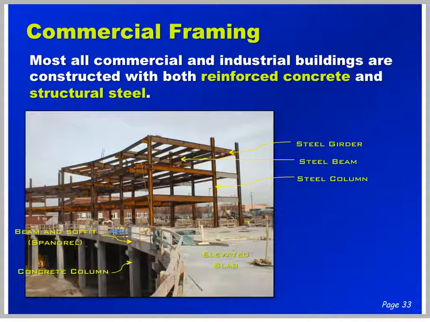Okay, moving on to elevated structures. Most all commercial and industrial buildings are constructed with both reinforced concrete and structural steel. Looking at the building, let's identify some of the main components. Starting at the top, we have steel girder, then we have steel beams running here. We have a steel column. This would be considered an elevated deck. Here we have a concrete column, and here we have spandrel, soffits and spandrel beams.